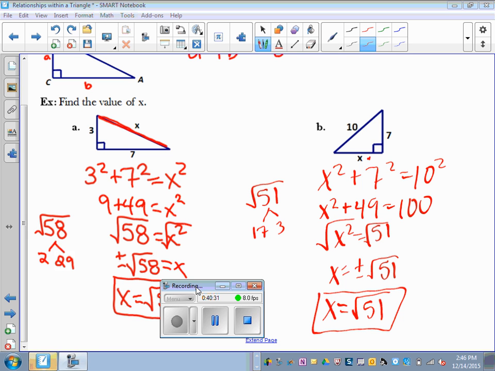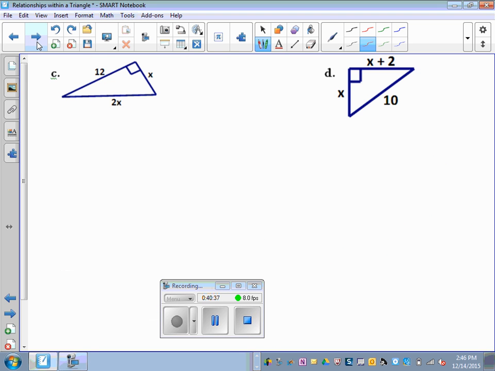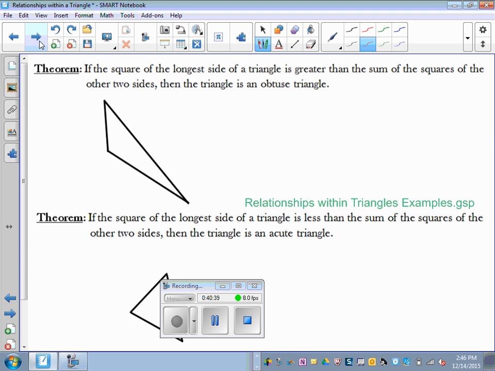Alright, questions on that? Okay. We are going to come back to these two. These are my favorite. So we're going to skip those for now and come back to them. I want to go down to the bottom two theorems.